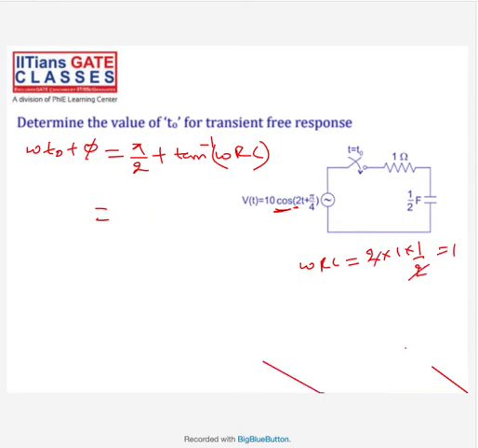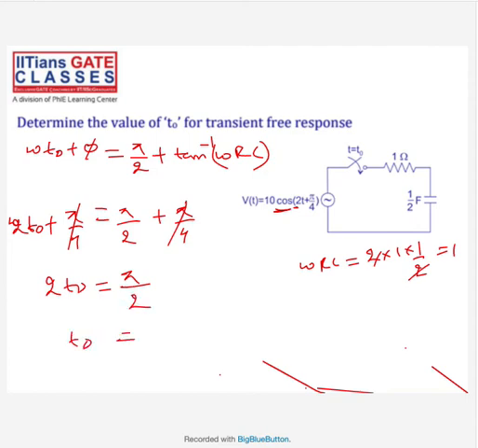So tan inverse 1 is 45 degrees, or pi by how much? Pi by 4, plus pi by 2. Omega T naught, omega is again 2. So 2 T naught plus phi is again pi by 4, so pi by 4 gets cancelled. 2 T naught is equal to pi by 2. T naught is equal to pi by 4. How much is the value of this? 3.14 by 4, 0.785 seconds.